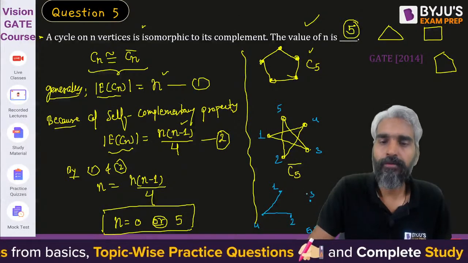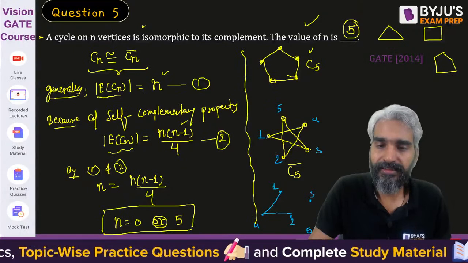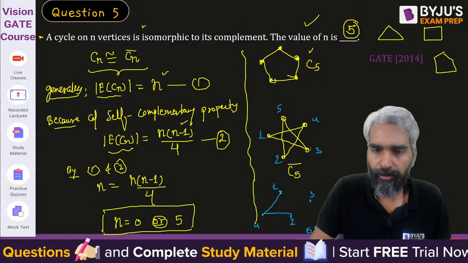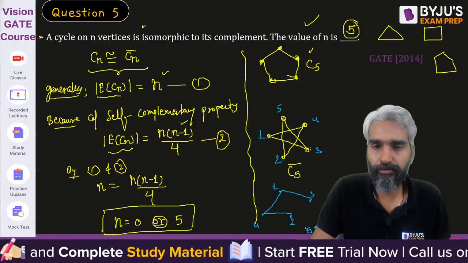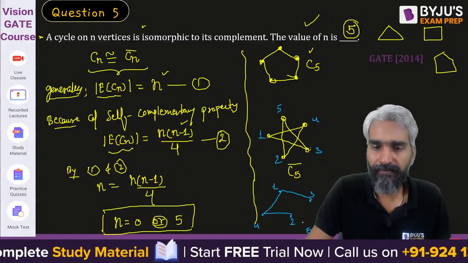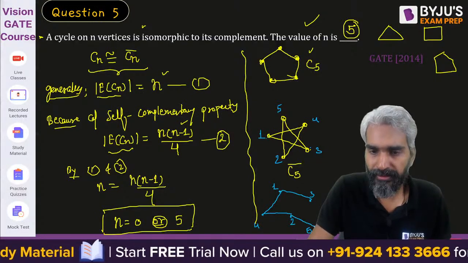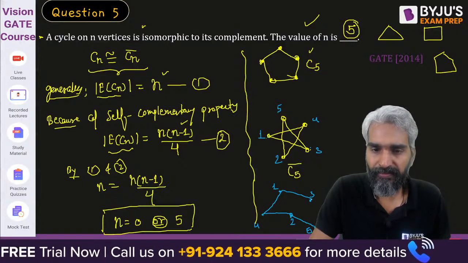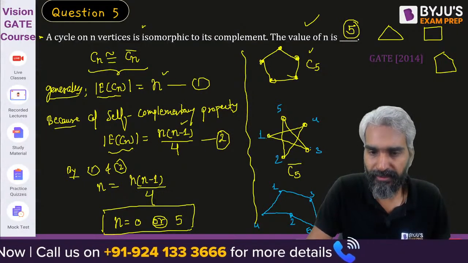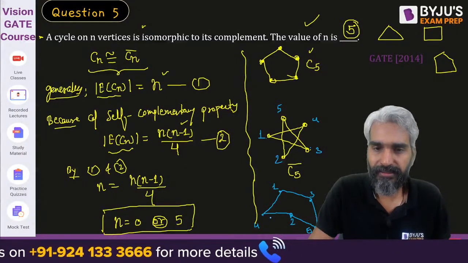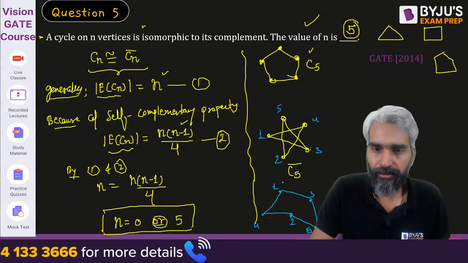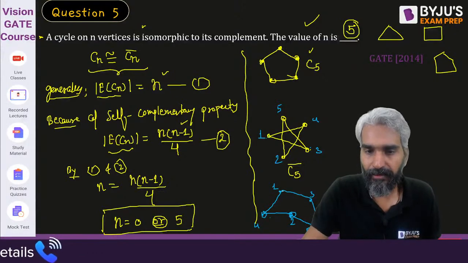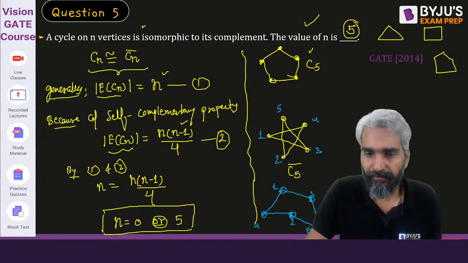Now, what's the idea? 1 is adjacent to 3 and 4. It is already adjacent to 4, so let's make it adjacent to 3. 2 is adjacent to 4 and 5. It is already adjacent to 4, so let's make it adjacent to 5. 3 is adjacent to 1 and 5. It is already adjacent to 1, so let's make it adjacent to 5. 4 is adjacent to 2 and 1, already done. Do you realize that now it looks like a cycle? Now it looks like a cycle with 5 vertices.